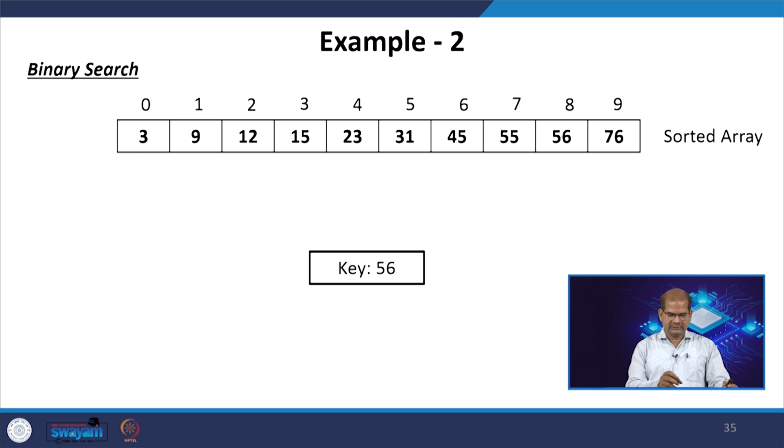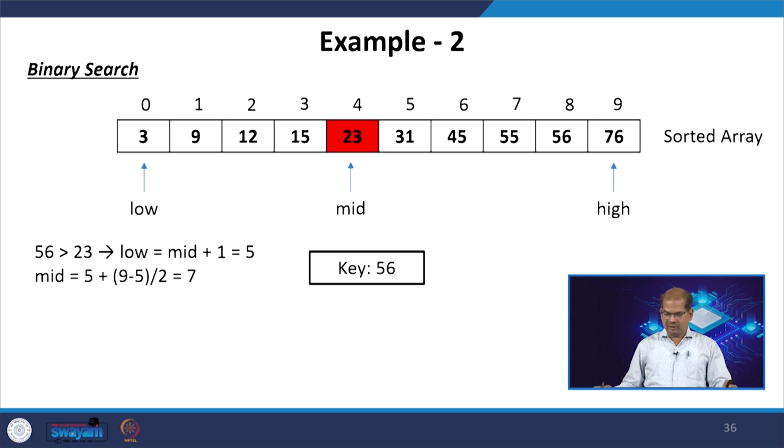So, let us say this is a sorted array with 10 elements and I need to search whether the 56 is there or not. So, I need to check in the middle. The middle is the fourth element, and I check whether this fourth element is greater than 56 or lesser than 56. If it is greater than 56, then I need to look into this section. Okay, it is 23, and 56 is greater than 23.